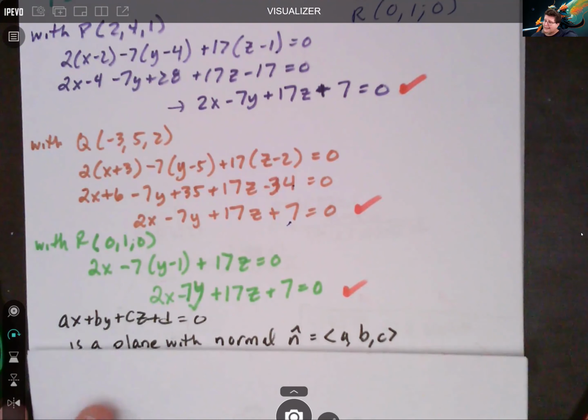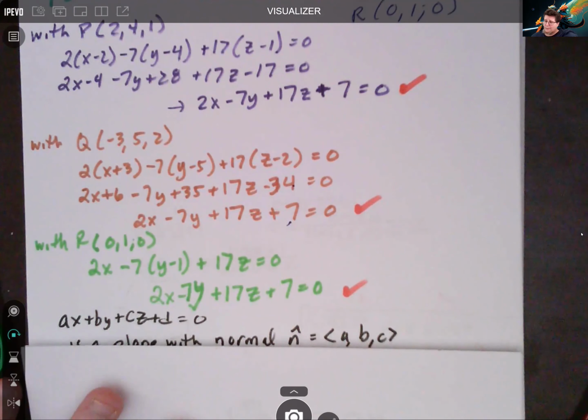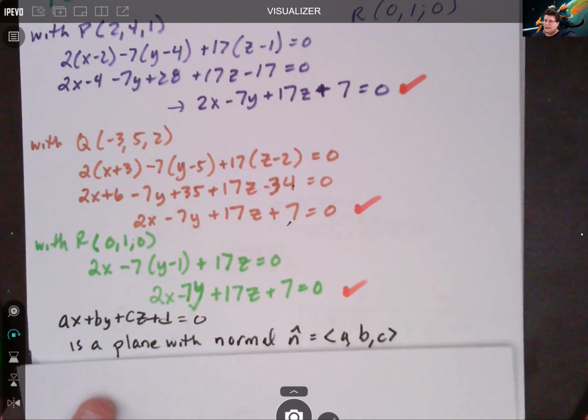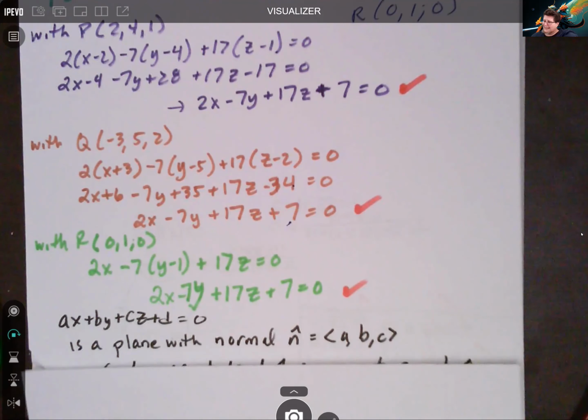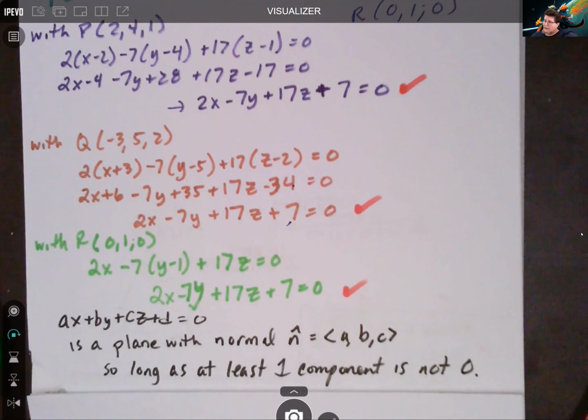So I wrote it as ax plus by plus cz equals d. It's a plane with a normal n. As long as at least one component is non-zero, we do not want the zero vector for the normal, because that doesn't make any sense. Any other vector, even 1, 0, 0, means it's just pointing in the x hat direction.